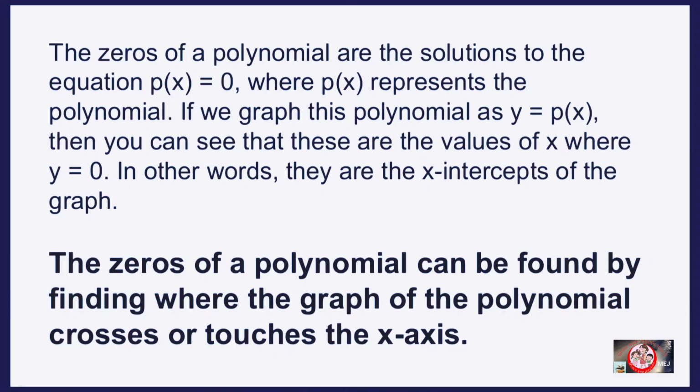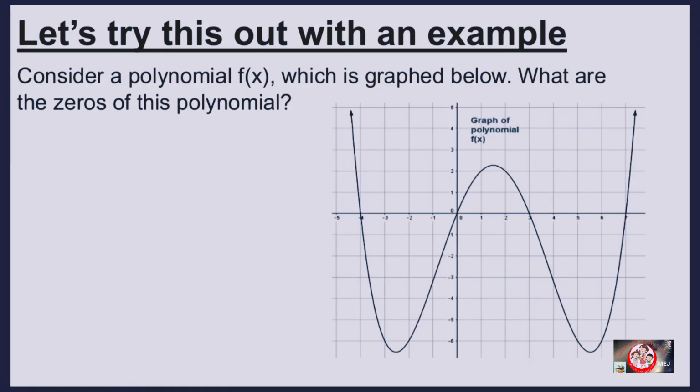As we all know, the zeros of a polynomial are the solutions to the equation p(x) = 0, where p(x) represents the polynomial. If in the graph we write this polynomial as y = p(x), then you can see that there are values of x where y = 0. In other words, we can say they are the x-intercepts of the graph. The simplest way of finding the zeros of a polynomial is to see where the graph crosses or touches the x-axis. Let's try this with an example.